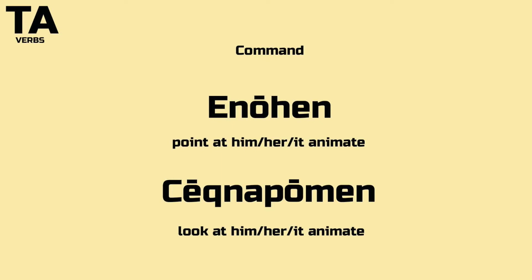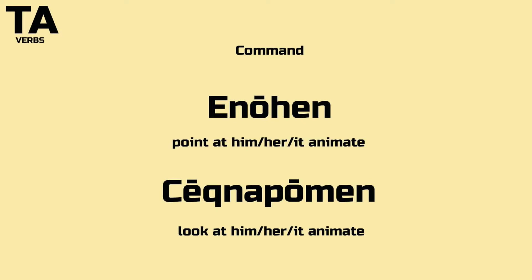If you look at the words below here, you'll notice the word inohin. If you can recall, we use the word inohin with metic, and it effectively means point at him, her, or it animate. Another word that we've seen in the TPR curriculum as a TA verb is chetnapomen, which means look at him, her, it animate. So these are some examples of the TA commands that we've seen in TPR.